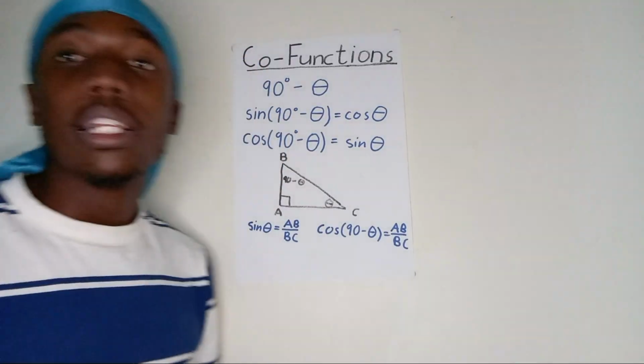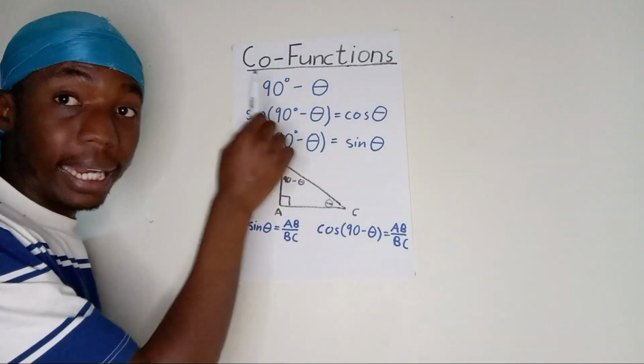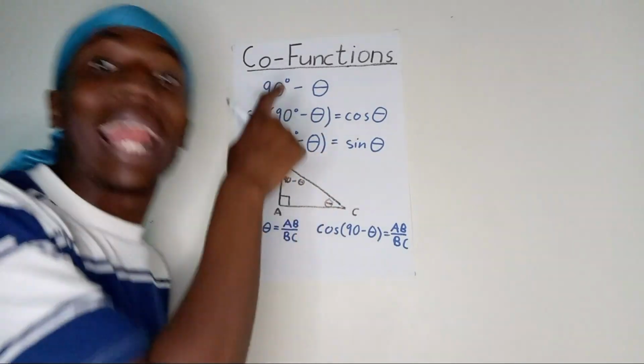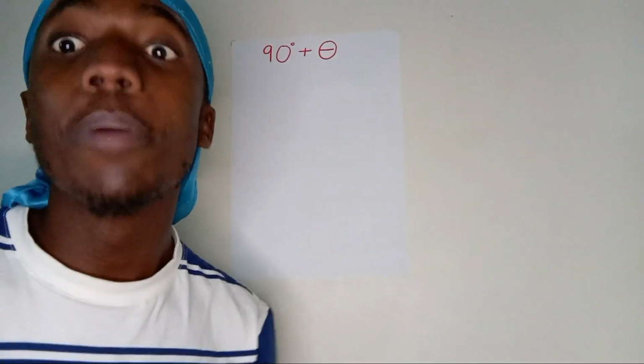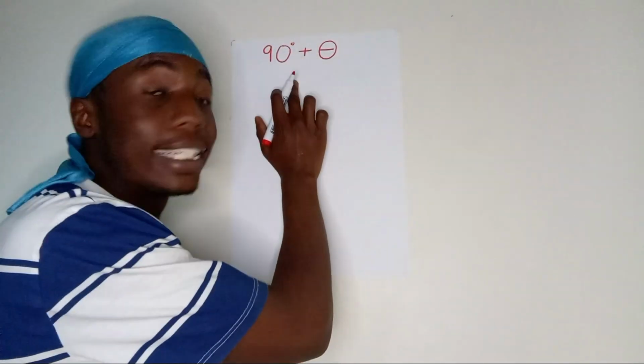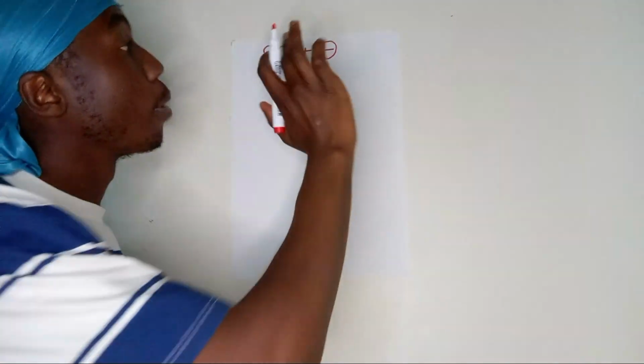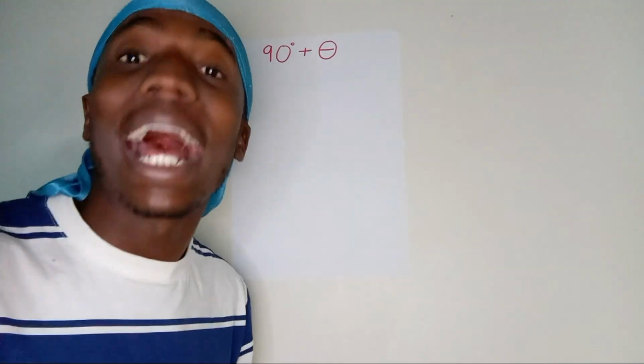All right? So now, this is the first category we covered, 90 minus theta. Now, we're going to be dealing with what happens when it's 90 plus theta. Remember, we first covered what happens when it's 90 minus theta. Now, we're going to cover what happens when it's 90 plus theta, right?